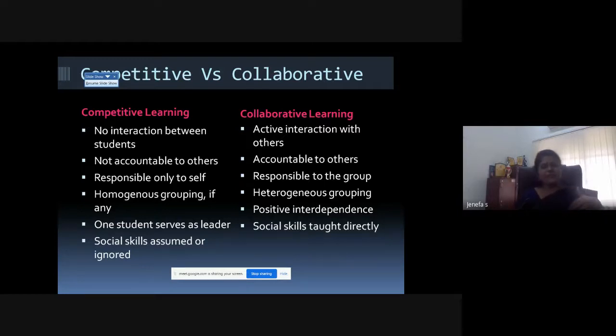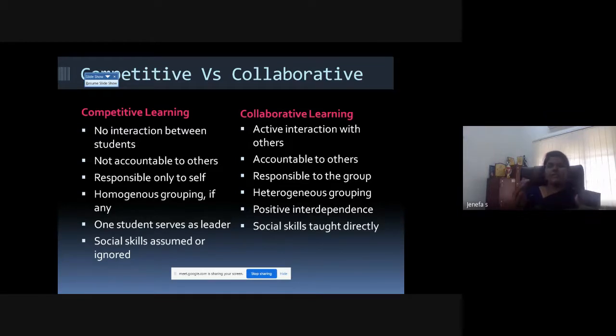Okay, and then one student serves as a leader in competitive learning, whereas in collaborative learning, there will be a positive interdependence. Okay, what is interdependence? One team player will be dependent on others, in a positive manner. Whereas in competitive learning, one student will be the group leader, and the others will be the members. Again, a top-down approach, right? And then in competitive learning, social skills are assumed or ignored. They don't bother about social skills. I have to give my presentation in a proper manner. That is the individual attitude, right?